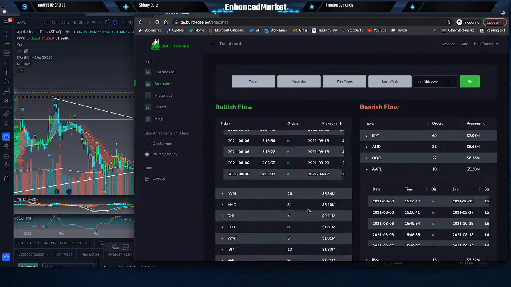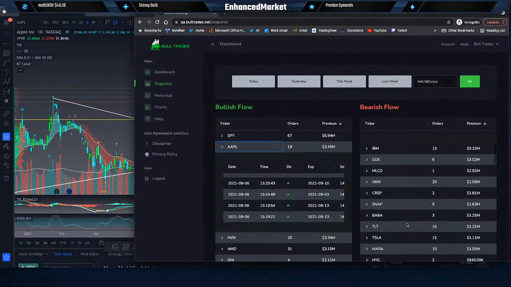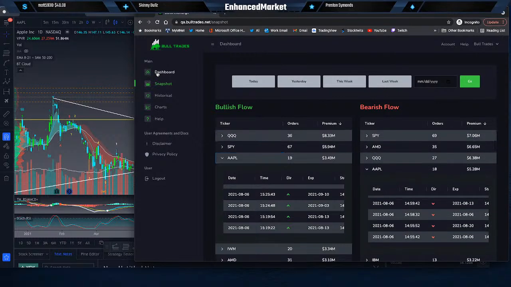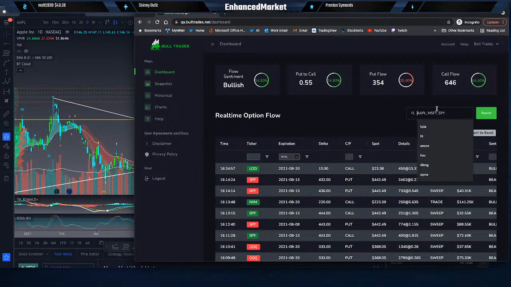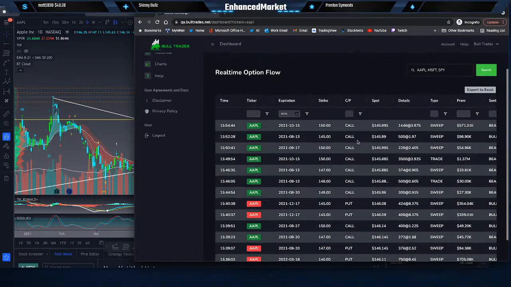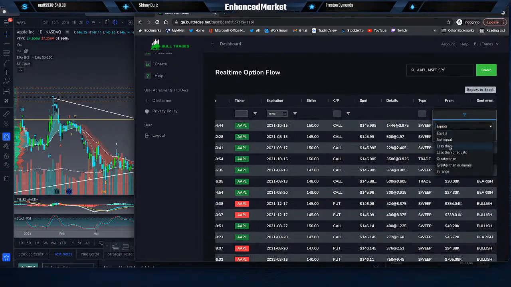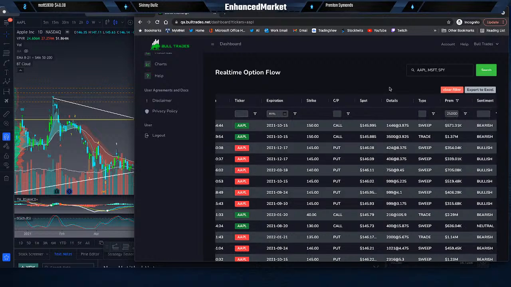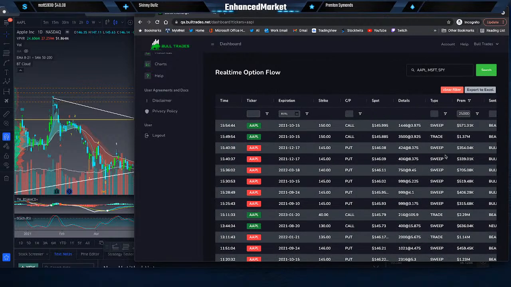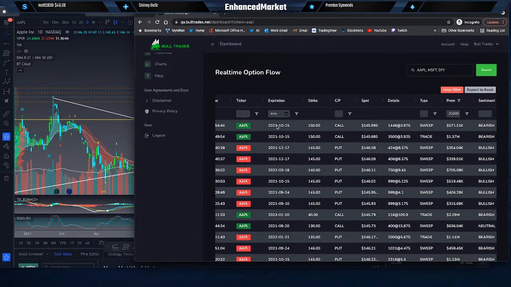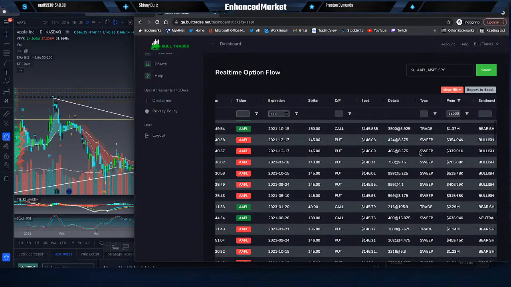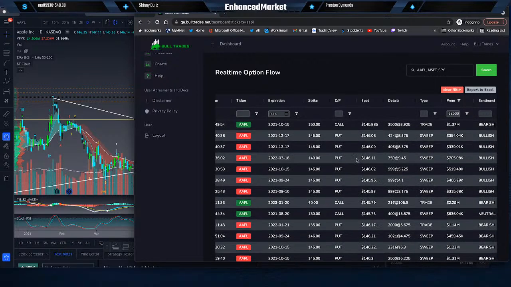A lot of weeklies. So these all expired already, and so did these. But let's see if there's anything that stands out, right? Super far out of the money with big premiums, right? Greater than or equals, let's say 250,000. Right, so this is a sell. Someone sold their 150 calls. 145 puts. They sold because it's bullish.